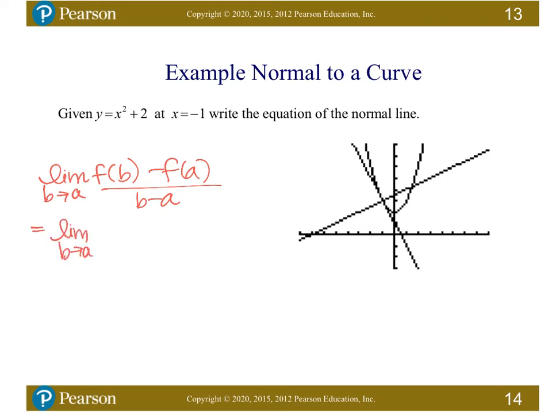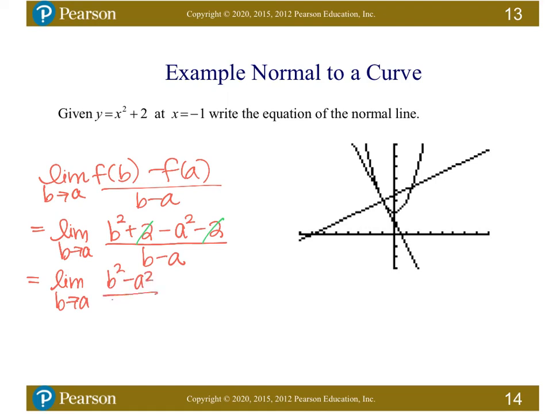So we want the limit of f of b minus f of a over b minus a as b approaches a. Okay, Leibniz has to do with factoring. So I want b squared plus 2 minus a squared minus 2, all over b minus a. So you can see the 2's reduce away, and then there's always factoring to be done. So I'm left with b squared minus a squared over b minus a, which is factorable.